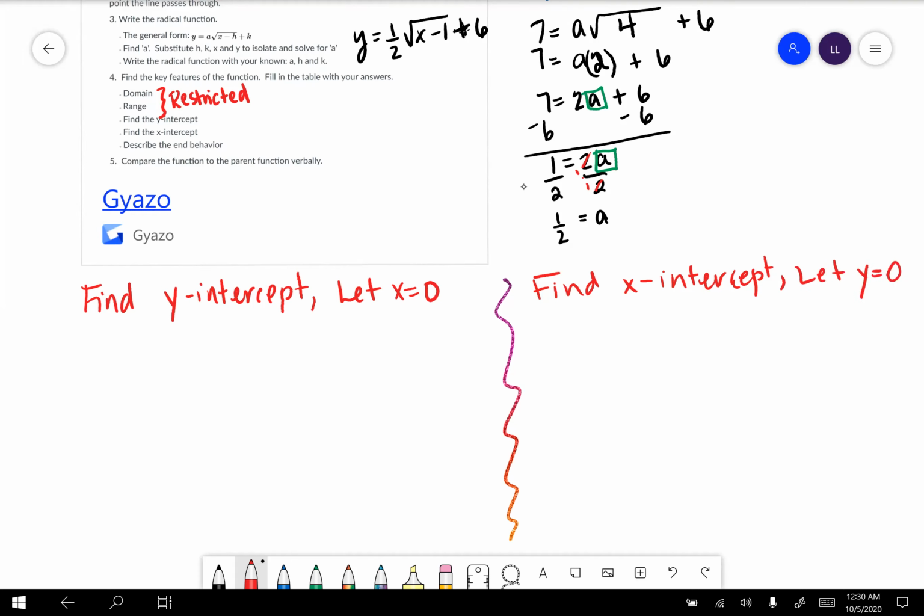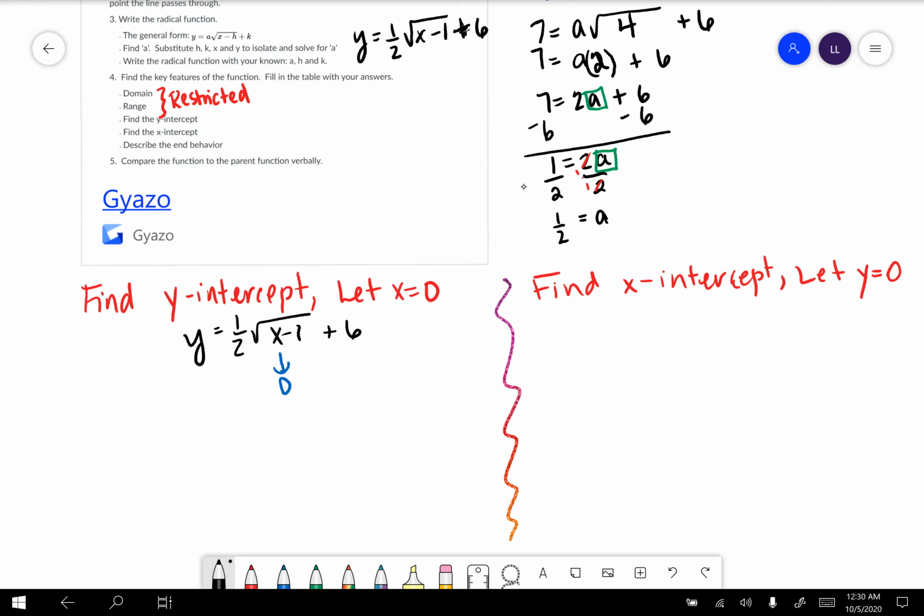They're similar because one of the coordinates is equal to 0, but they're different because for one we're going to let x equal 0, and for the other one, we're going to let y equal 0. For the y-intercept, we're going to let x equal 0. For the x-intercept, we're going to let y equal 0. So we have our function, y equals 1/2 square root of x minus 1 plus 6, and we're going to let x equal 0.